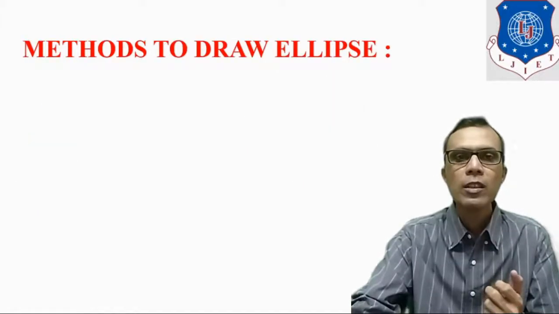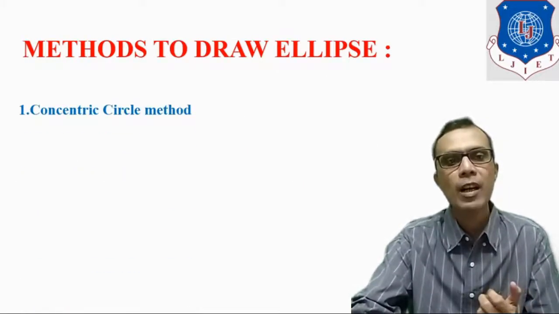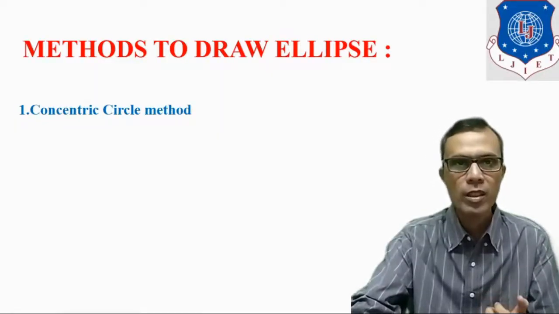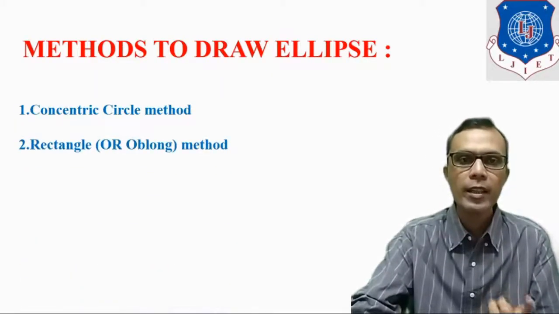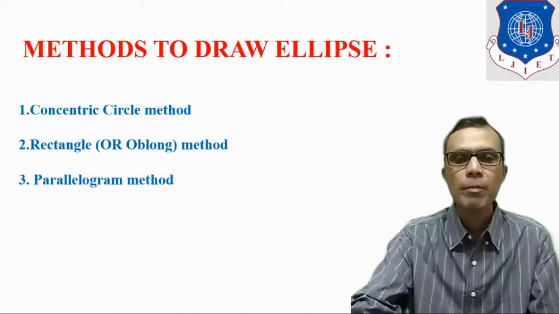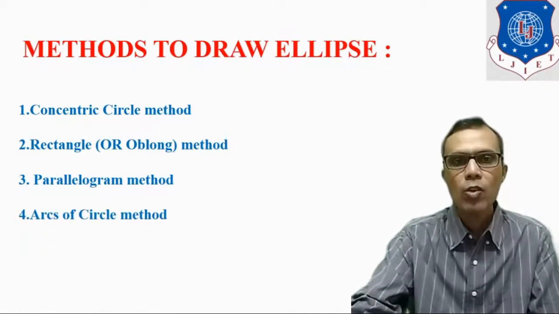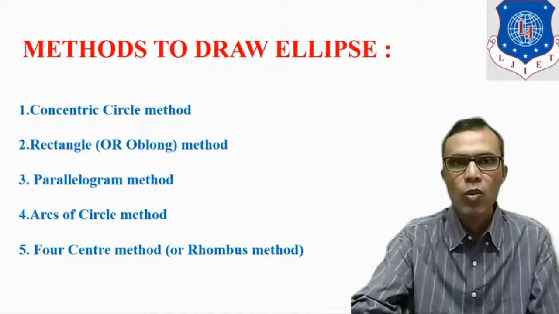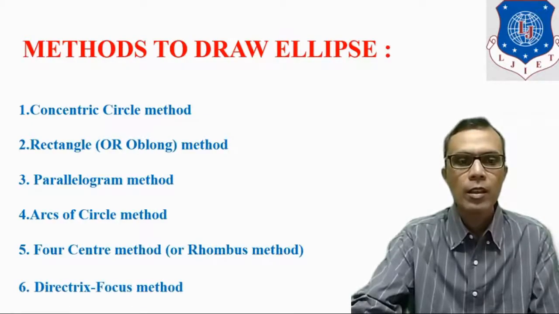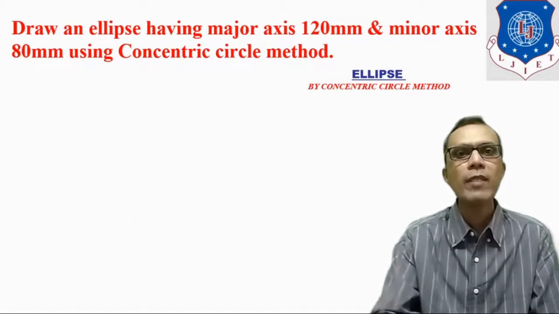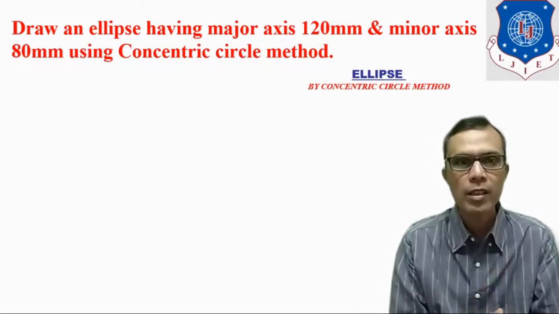Now the different methods to draw the ellipse are: first method is concentric circle method, then rectangle or oblong method, parallelogram method, arc of circle method, then 4 center method or rhombus method, and directrix focus method. Now let us start with the very first method, that is concentric circle method.